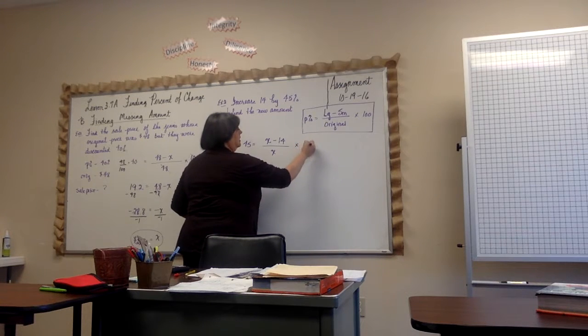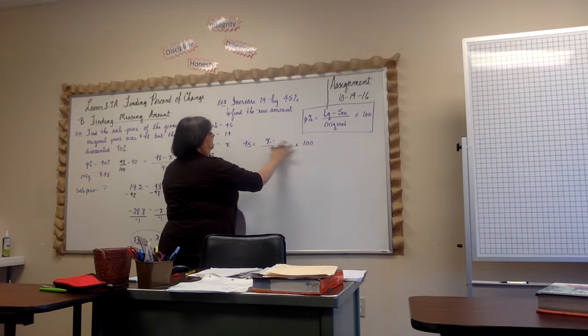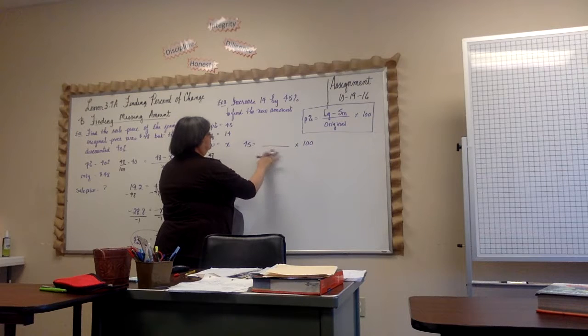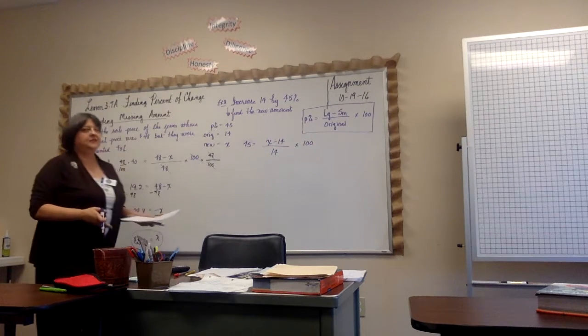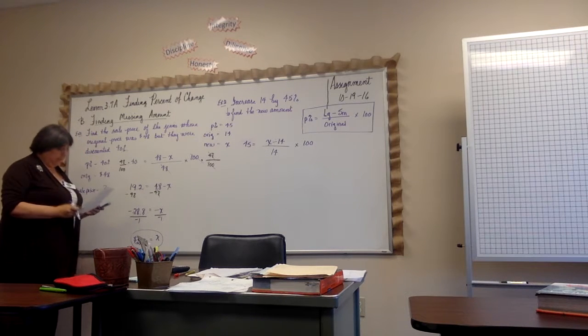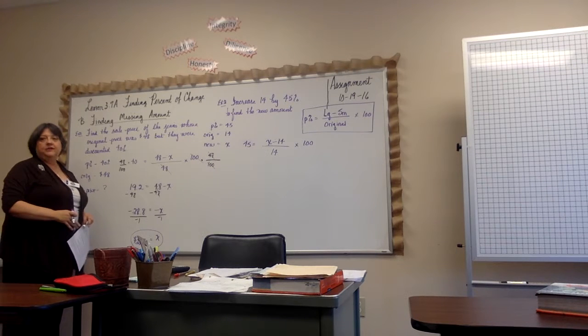14 was the original. That is correct. Increase 14. Well, yeah. Sorry, I'm getting myself mixed up. We divide by 14 because 14 is the original. You are right. Okay, and I multiply by 100. That's part of the process.